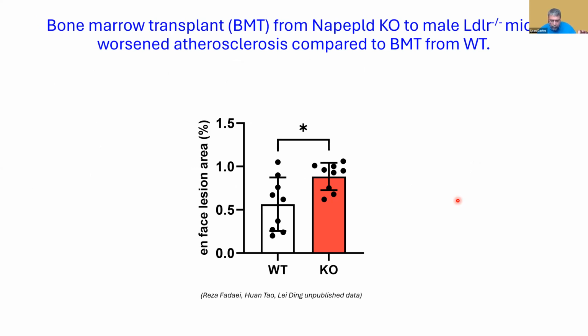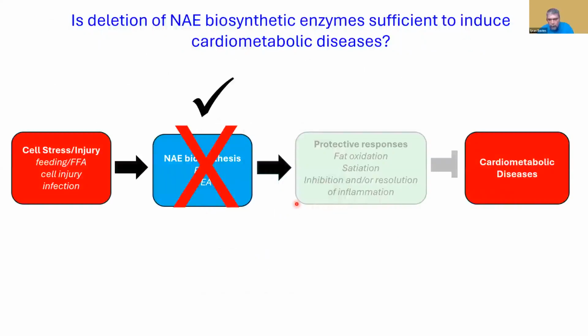And also some preliminary data. We don't have NAPE-PLD specific, myeloid specific knockouts, but we can do essentially the equivalent by using the NAPE-PLD mice and doing bone marrow transplant into the LDL receptor mice. And what we see is if you do transplant from the knockout mice into LDL receptor mice, you have greater atherosclerosis compared to transfer of wild type macrophages into the LDL receptor mice. So indeed, deletion of these enzymes can at least cause moderate increase in cardiometabolic disease.